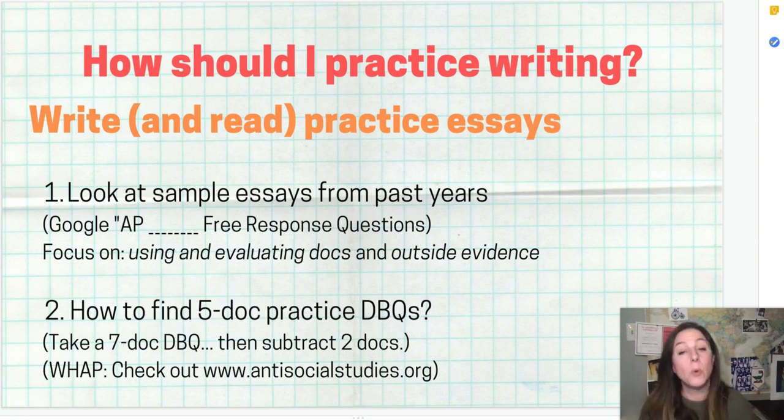Okay, if you want to just straight up practice DBQs on your own, but you're like, there aren't any 5 document DBQs because it's new. Well, here's some math for you. Just take the old DBQs that maybe had 7 documents and subtract 2 documents. And then you'll have a 5 document DBQ. You could even get fancy and roll a dice out of 7, right, to see which documents you're going to use, right? You can create your own DBQs.